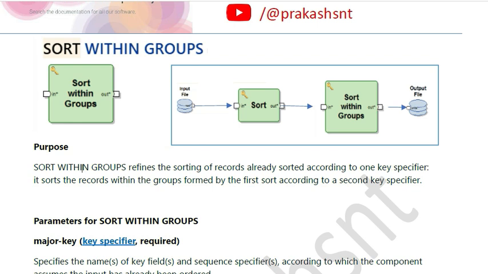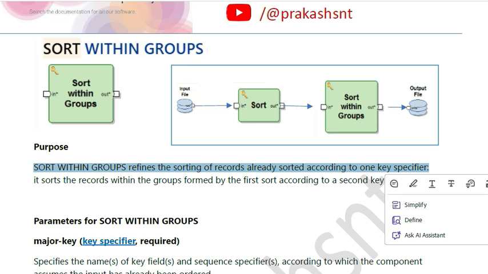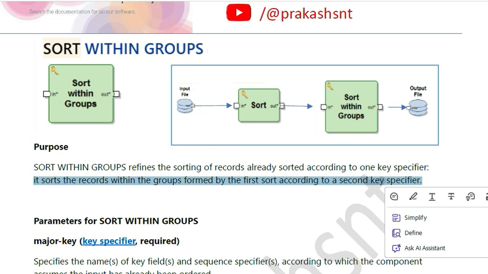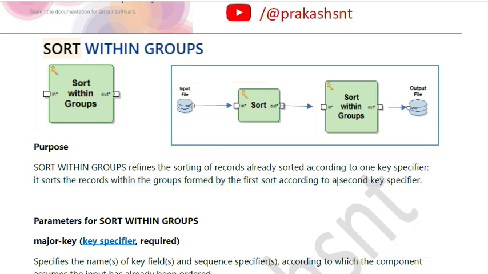The description I have written here says that sort within group refines the sorting of records already sorted according to one key specifier, meaning one key that is already sorted. Next, it sorts the records within the groups formed by the first sort according to a second key specifier. So it will work on your second key and produce your order.